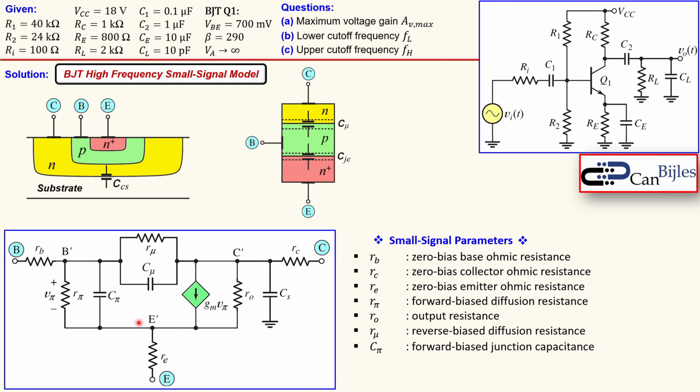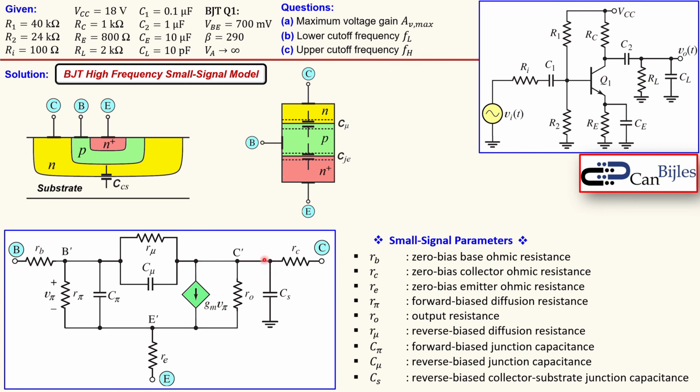That's the capacitor here, which is actually made by the C BE, but also another capacitor we will discuss in more detail shortly. And we have the C mu, which is the capacitor between the collector and the base. And finally, we have the capacitor as shown here also in the 2D view. That's the capacitor between the collector and the substrate, which is called the reverse biased collector to substrate junction capacitor.